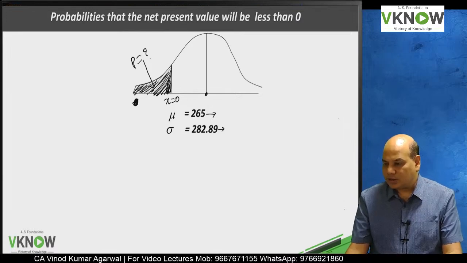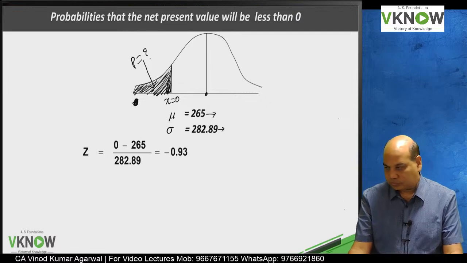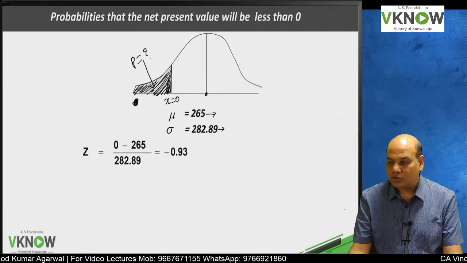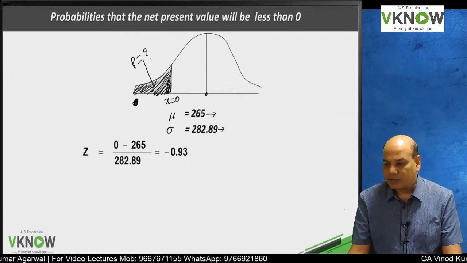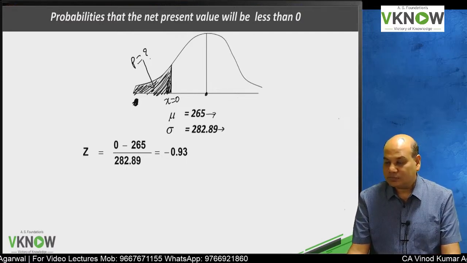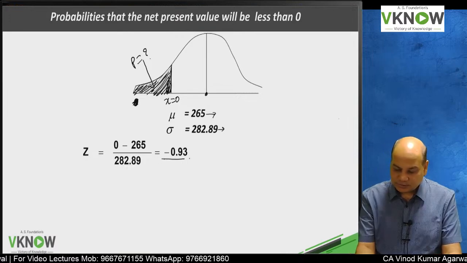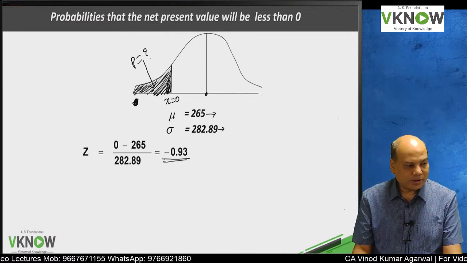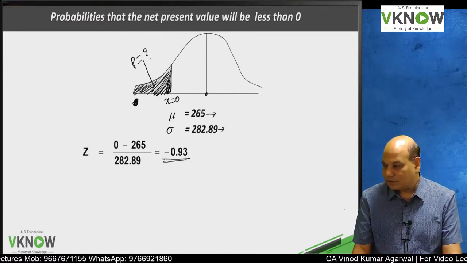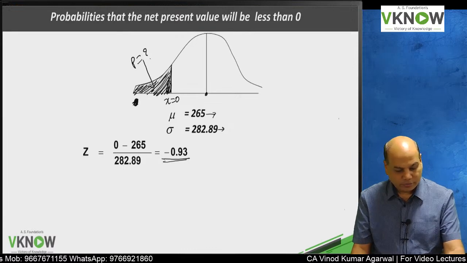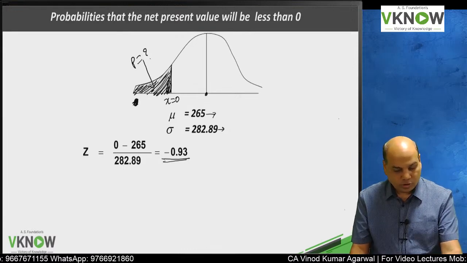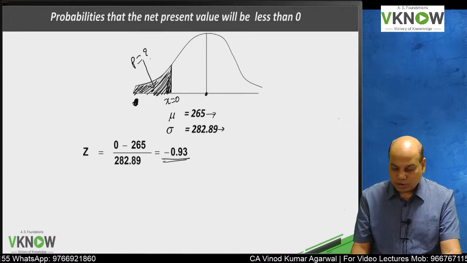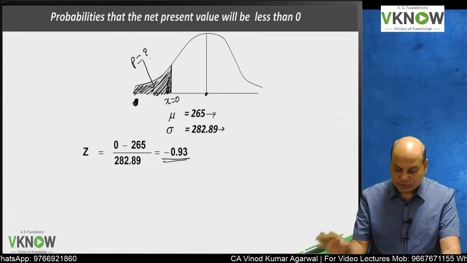I need to first find the Z value. Z is equal to 0 minus 265 divided by 282.89. Solve yourself and check. 0.93. Just confirm, is it right? You have to search in the normal table. 0.93 or 0.94 is okay.